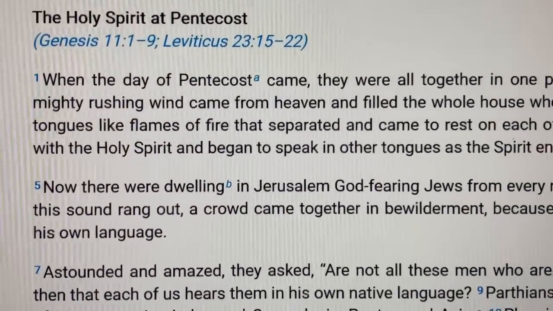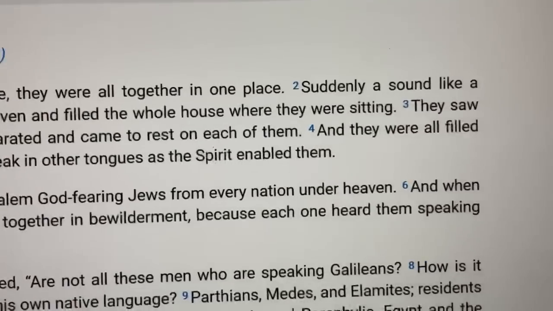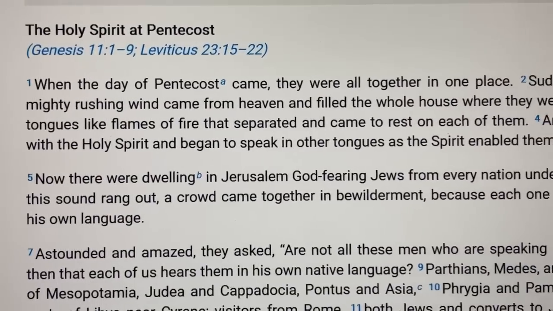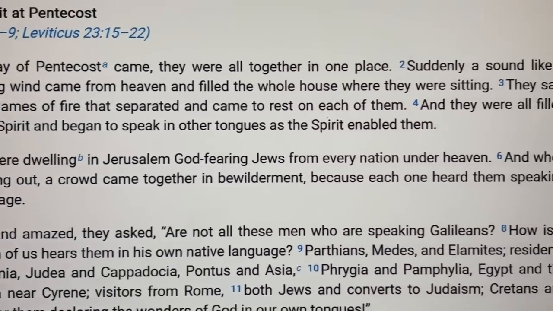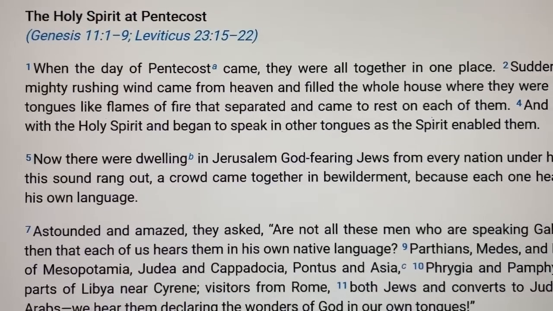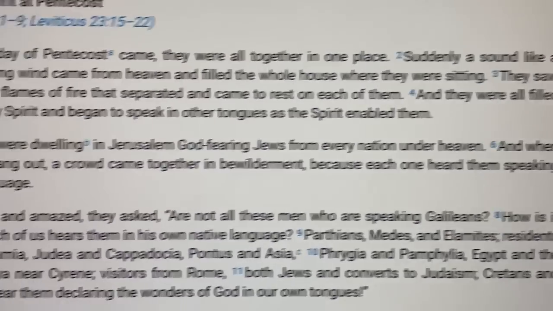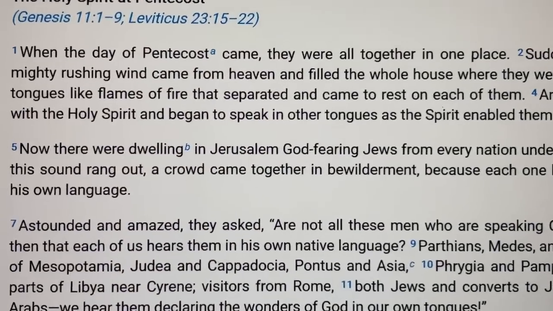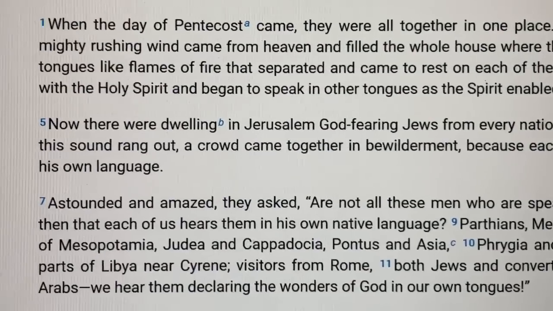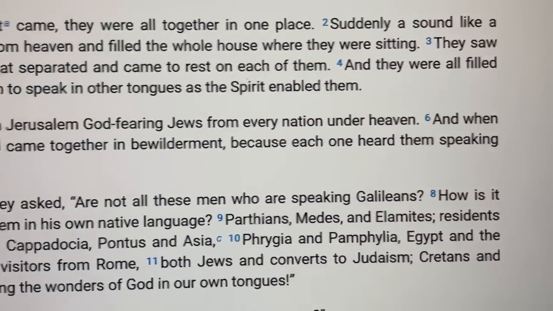When the day of Pentecost came, they were all together in one place. Suddenly, a sound like mighty rushing wind came from heaven and filled the whole house where they were sitting. They saw tongues like flames of fire separated and came to rest on each of them. And they were all filled with the Holy Spirit and began to speak in other tongues as the Spirit enabled them. Now there were dwelling in Jerusalem God-fearing Jews from every nation under heaven.